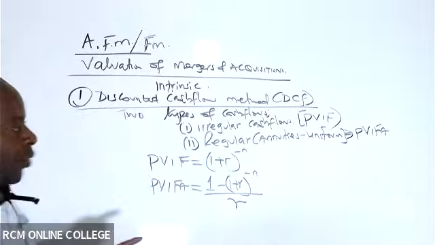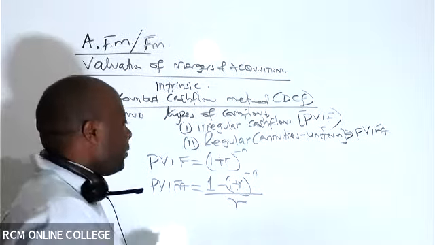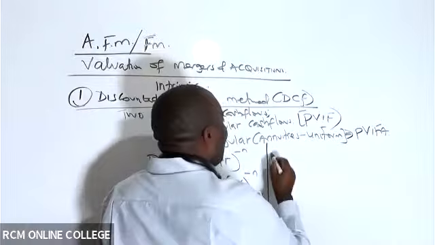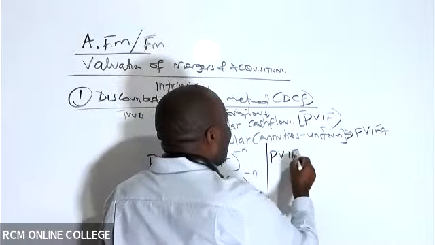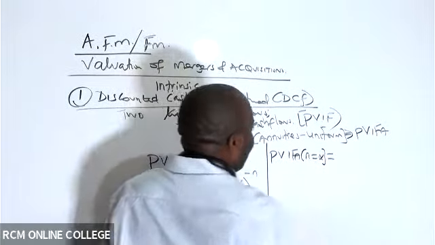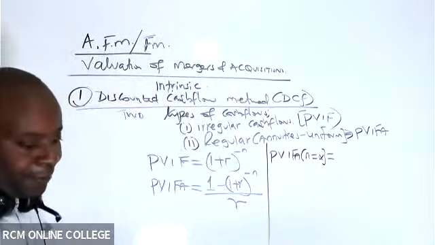And then, of course, it cannot go without us mentioning something very important. What about a situation where we want to get PV, but this time around, n is infinity?